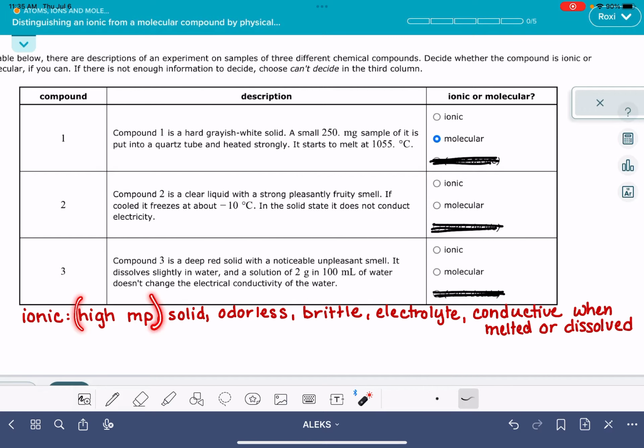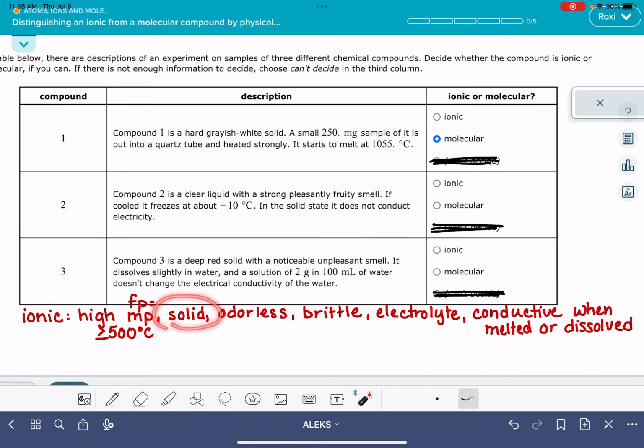So for example, ionic compounds have high melting points, typically 500 degrees or greater. Melting point is the same thing as freezing point. So a molecular compound would be something that has a lower melting or freezing point, something lower than 500.